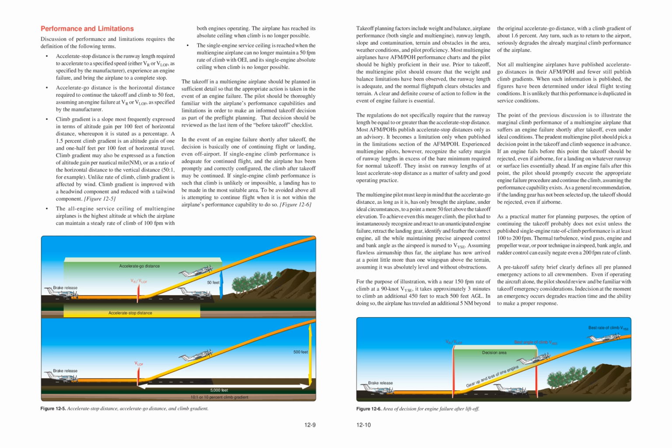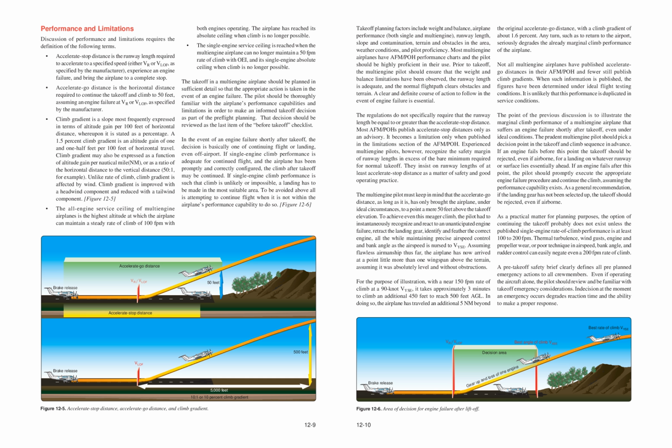Performance and limitations. Discussion of performance and limitations requires the definition of the following terms. Accelerate-stop distance is the runway length required to accelerate to a specified speed, either VR or VLOF, as specified by the manufacturer, experience an engine failure, and bring the airplane to a complete stop. Accelerate-go distance is the horizontal distance required to continue the takeoff and climb to 50 feet, assuming an engine failure at VR or VLOF, as specified by the manufacturer.